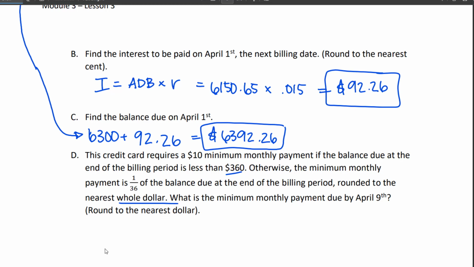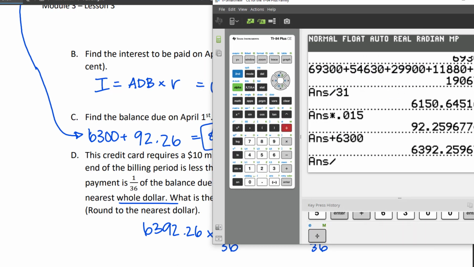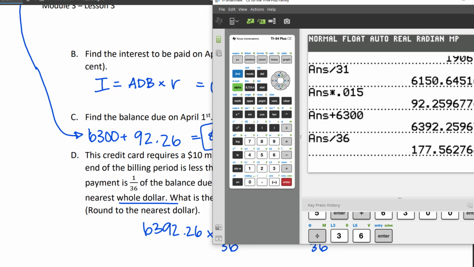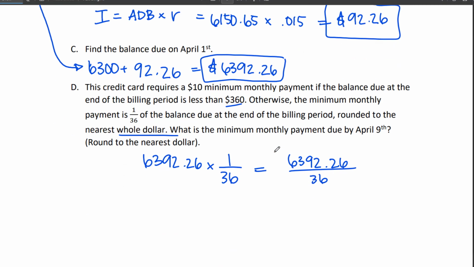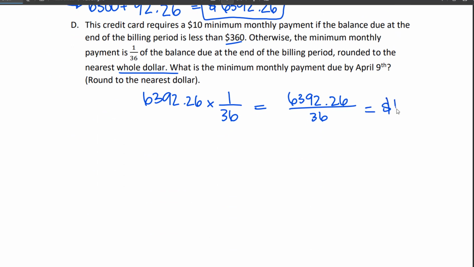So what is our minimum monthly payment for that month of March? So we're taking $6,392 and 26 cents and we're multiplying it by 1/36. That is the same as dividing $6,392.26 by 36. Okay, so I'm going to take that divided by 36 and we get 177.56. But we want to round it to the nearest dollar, so 178.